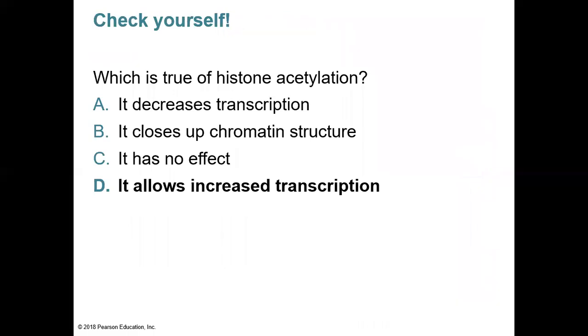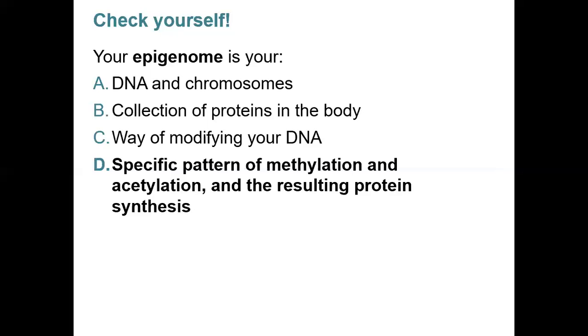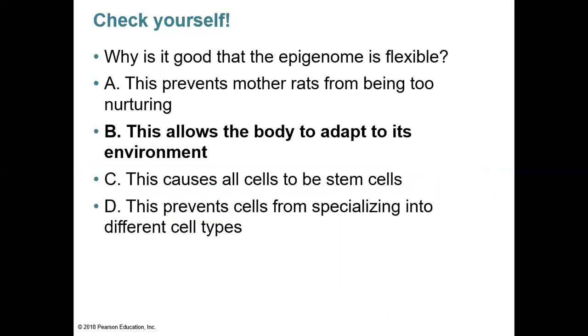And here are the answers to the check yourself questions. First, histone acetylation allows increased transcription. Second, DNA methylation closes up chromatin structure. Third, your epigenome is your specific pattern of methylation and acetylation and the resulting protein synthesis. A stem cell is a cell that can become any other kind of cell. It's good that the epigenome is flexible because it allows your body to adapt to your environment by controlling which proteins your body makes.